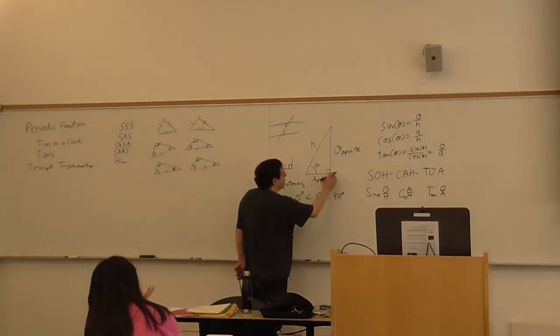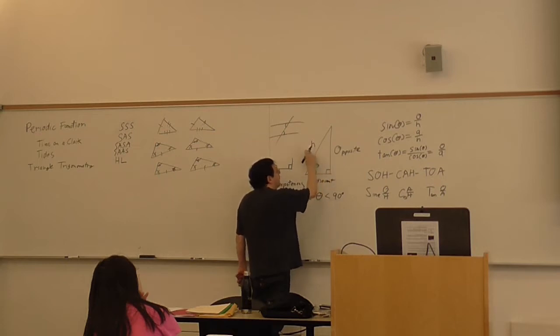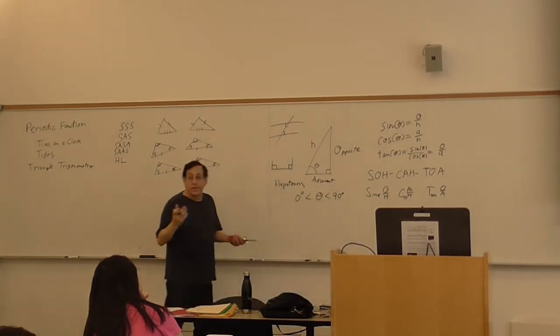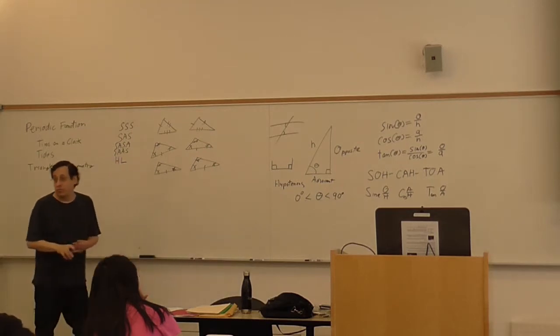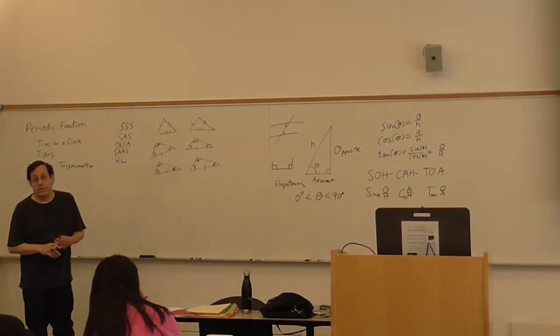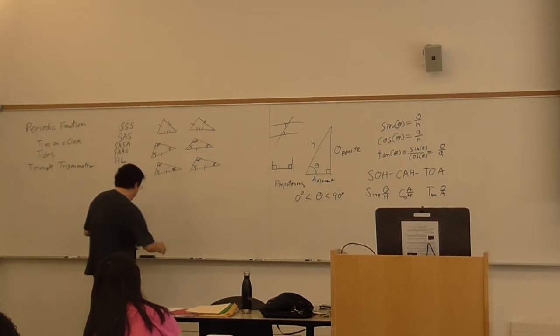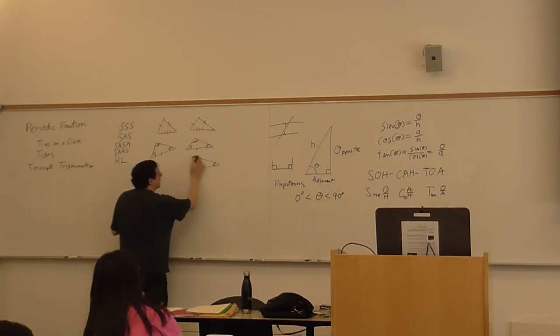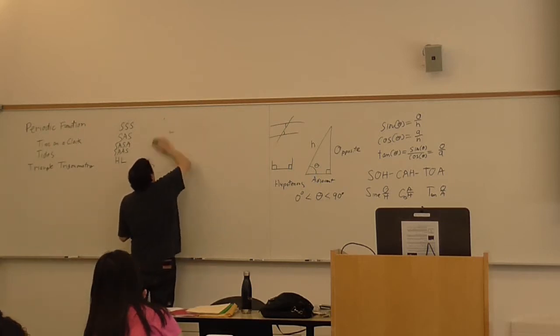It says you have a right triangle, and only a right triangle, and the hypotenuse and one of the legs are congruent. You have two congruent right triangles. Okay? My whole digression was just to get to that. Why is that?